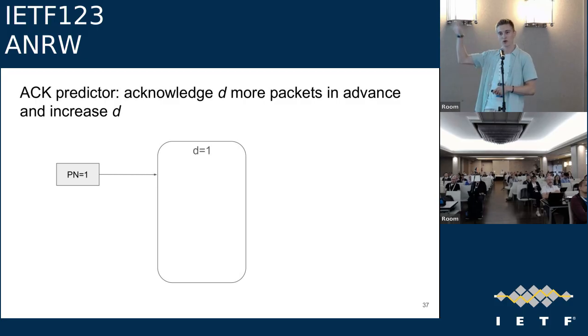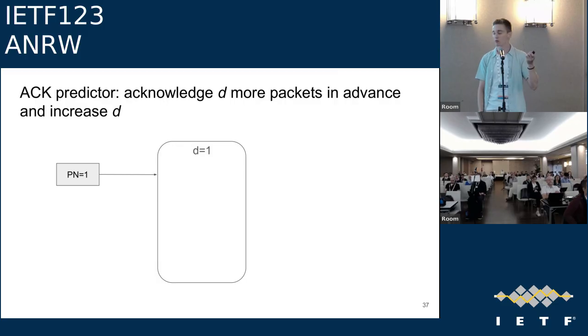Of course, in the first example, it was easy to guess the packet numbers in flight, but in practice, we had to design a predictor to be able to predict the acknowledgement to send to the server. And we came up with something quite easy to understand. Each time we receive a new packet, we will acknowledge D more packets in advance, and we keep increasing the value of D to keep increasing the server's bitrate more and more.